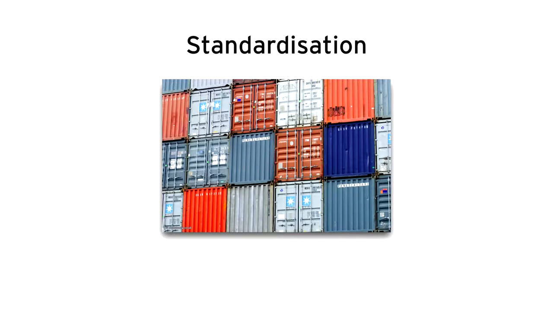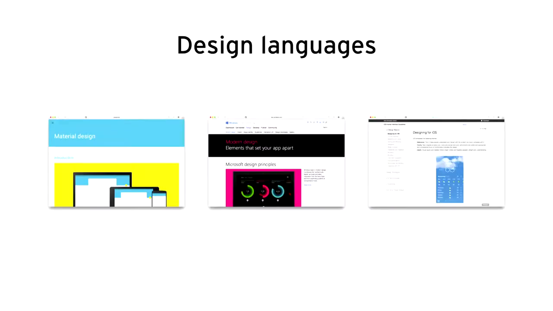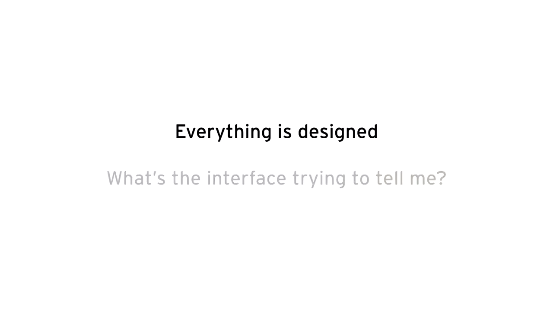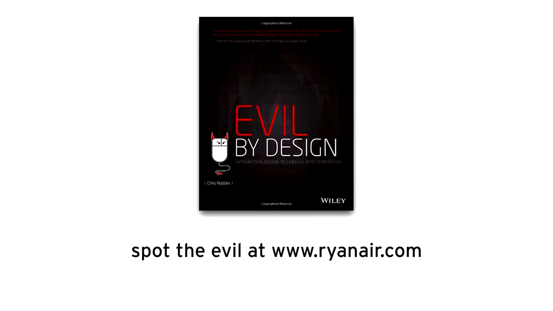To enable knowledge transfer, you can also standardize systems. And one important tool for this is design languages. So if you're designing for iOS, go look at the design language, the human interface guidelines of iOS. The same for Windows, go look at the Metro design guidelines. And for Android, look at material design. Because another interesting exercise to try out relating to design languages, and also to get familiar with how designers try to communicate with users, is to look at an interface and try and decode what the designer is trying to say to the user.